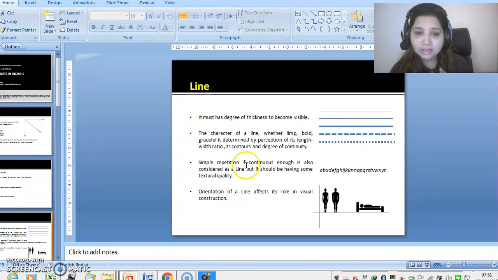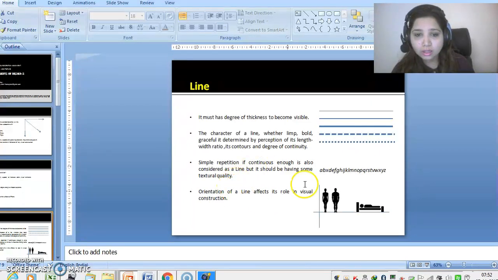Now, a simple repetition, if it continues enough, is also considered as a line, but it should have some textural quality. Like these are different textures only. These are boxes, whether these or these, they are equal repetitions. So if this line is really long and it is repeating the same texture, it is also known as linear direction or linearity. It comes under the category.